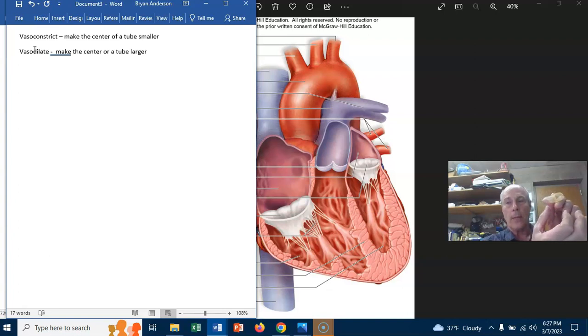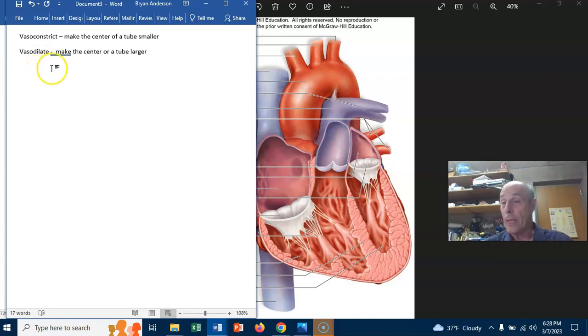And so if you think about that, if a vessel vasoconstricts, now the heart is trying to push the same amount of fluid through a smaller tube. That's going to increase the pressure in the system. It's going to put more pressure on the walls of this vessel because the center, the lumen, is smaller, but the heart's still got to push the same amount of fluid through it. That's the risk of vasoconstriction.